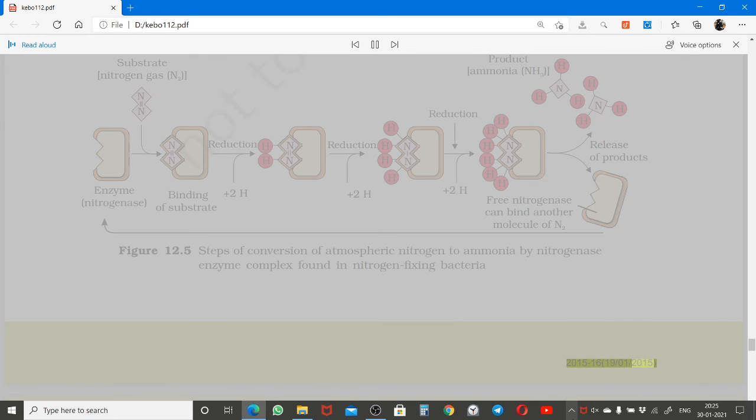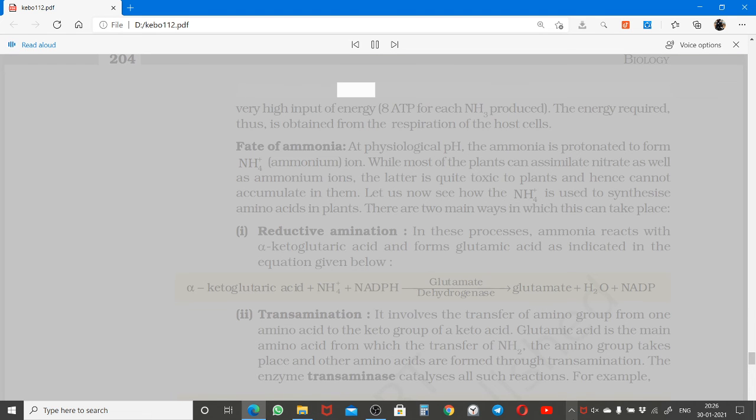Very high input of energy, 8 ATP for each NH3 produced. The energy required, thus, is obtained from the respiration of the host cells. Fate of ammonia: at physiological pH, the ammonia is protonated to form NH4+, the ammonium ion. While most of the plants can assimilate nitrate as well as ammonium ions, the latter is quite toxic to plants and hence cannot accumulate in them.